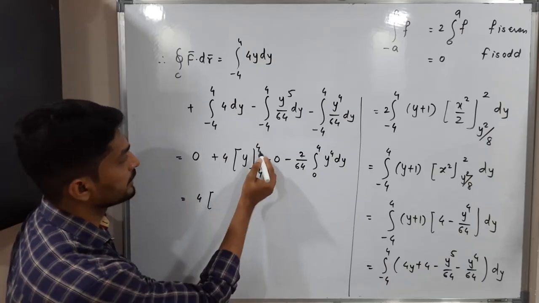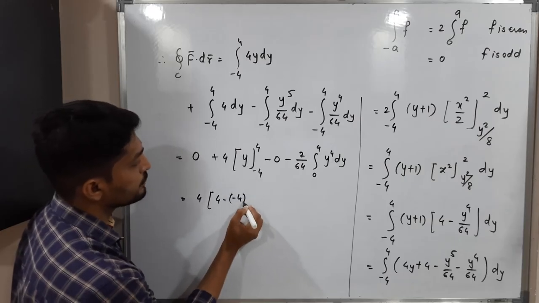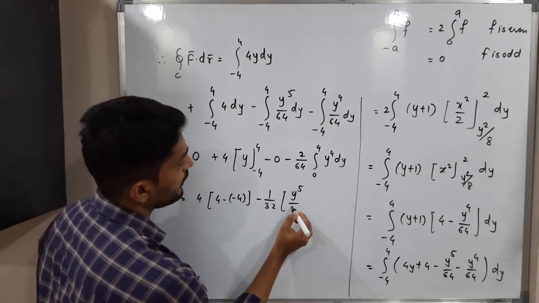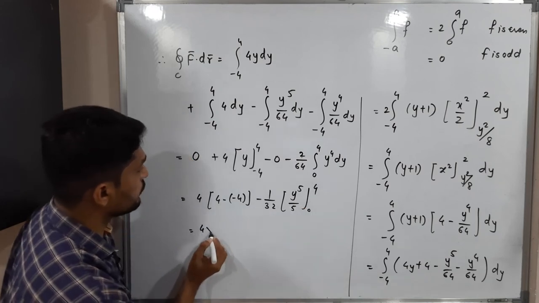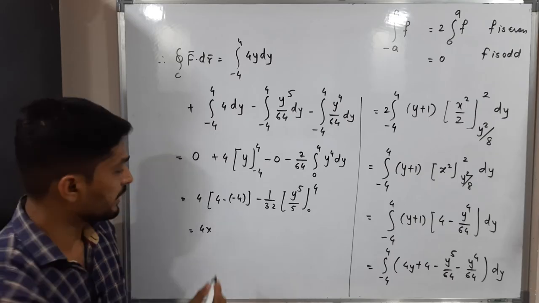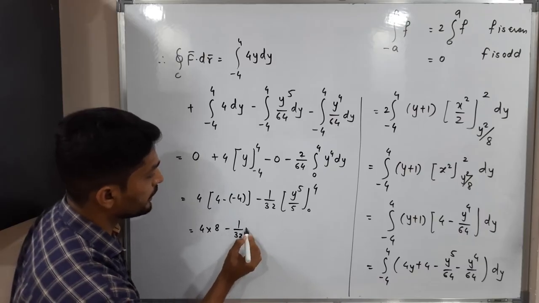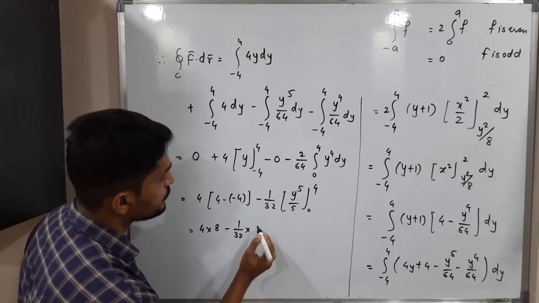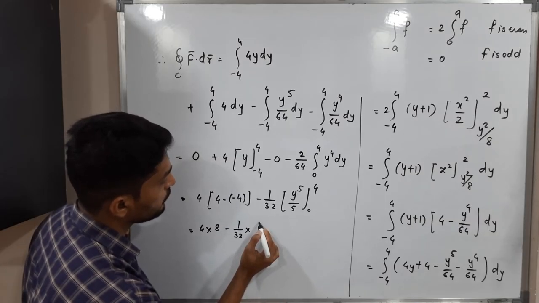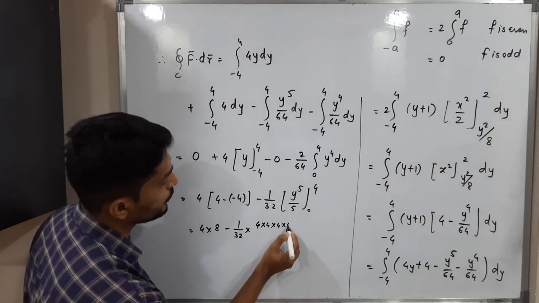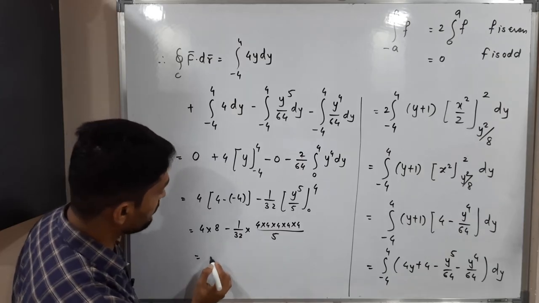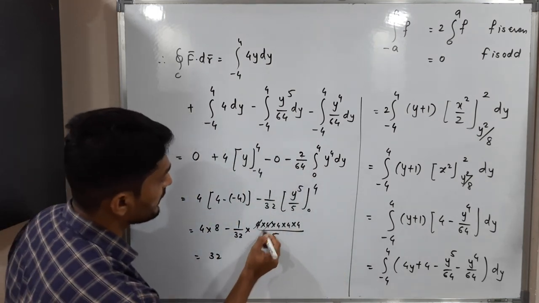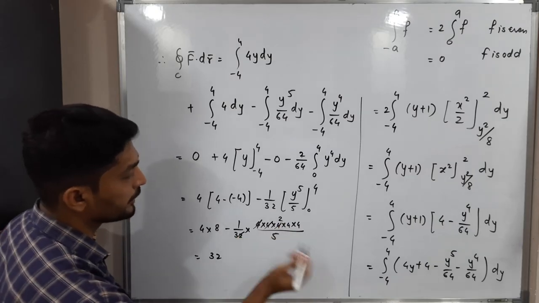I used that result, so easily I could write it. Let us simplify it further. 4 times, I'm putting the lower limit, so minus 4; the 2 cancels, leaving 1 by 32. The integration of y raised to 4 is y raised to 5 by 5 with limits 0 to 4. So this is equal to 4 into, minus minus plus, 4 plus 4, what will you have? 8. Minus 1 by 32 into, putting the upper limit, 4 raised to 5 by 5, so it will be 1024 by 5, and this will get cancelled with the 32.